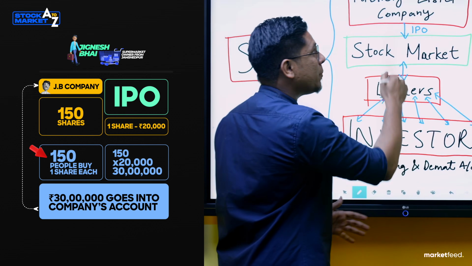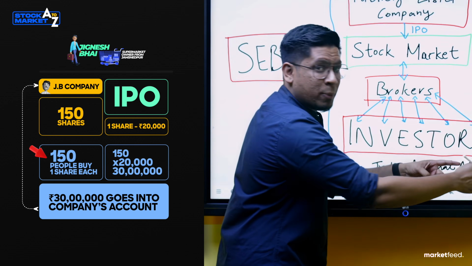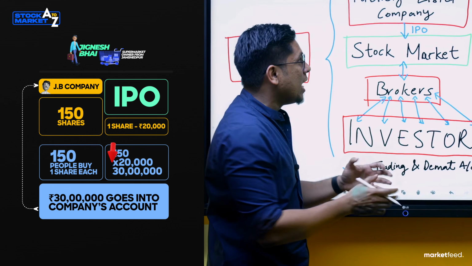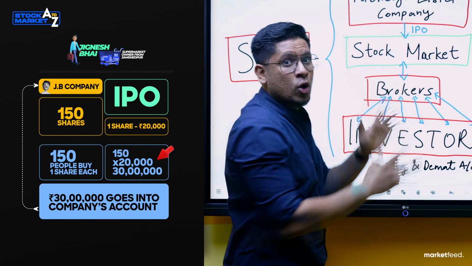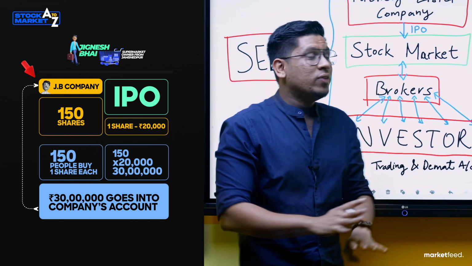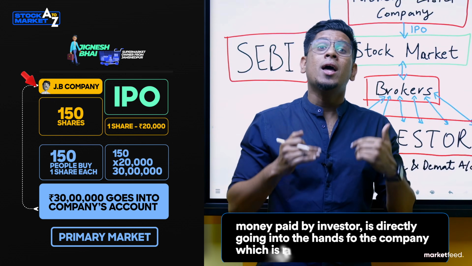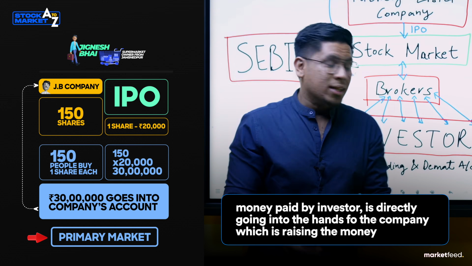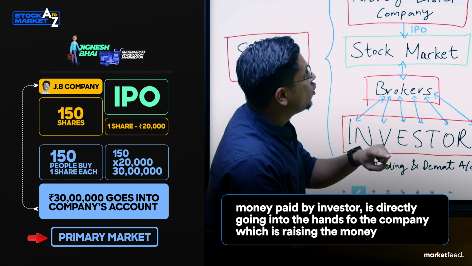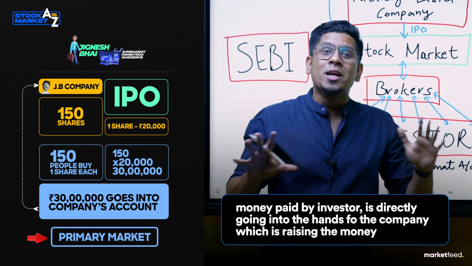Now this happens during the time of the IPO. What happened there? Each of those 150 people paid 20,000 rupees, and the entire money went into Jignesh Bhai's hand, or into the company's account. Correct? Now this transaction which happened during the IPO is called the primary market, where the money paid by the investor goes into the hands of the company which is raising the money. That is called the primary market.